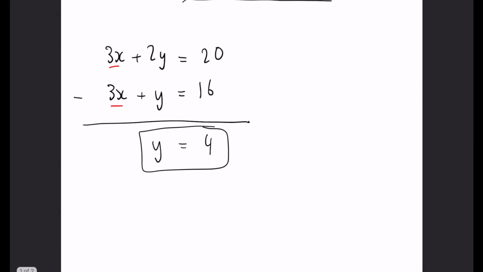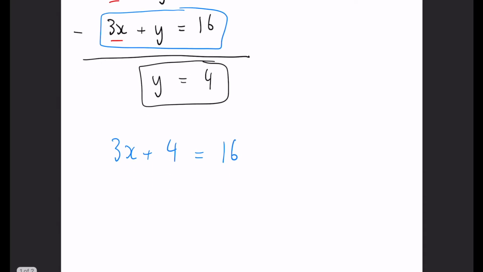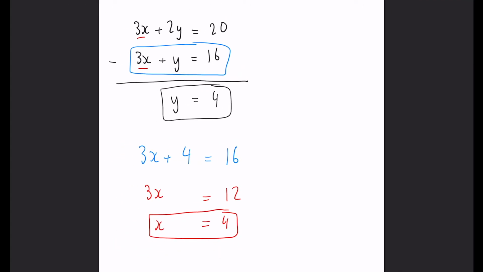Now, to work out the other solution, it involves a bit of substitution. So if we pick one of our equations, let's pick this one here, we can rewrite that. But rather than having y, we know that y is 4. So we can write 3x plus 4 equals 16. And again, we only have one variable in this equation now, so we can solve it like a regular equation. So if we subtract 4 from both sides, we have 12, and divide that by 3, x is 4. So in this case, x is 4 and y is 4.